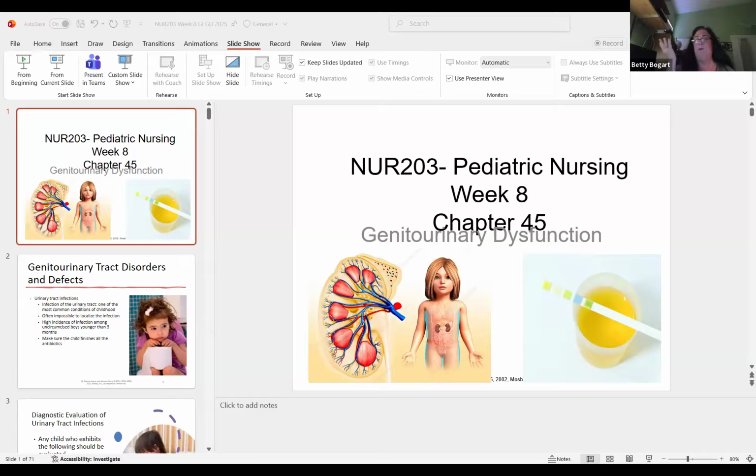Another thing that can happen, boys or girls, it doesn't matter, is something called bladder exstrophy. That means the bladder was born on the outside. Epispadias is just like hypospadias on the top, but bladder exstrophy is just the bladder was born. It didn't get closed in during fetal development. It was left open and the bladder is on top.